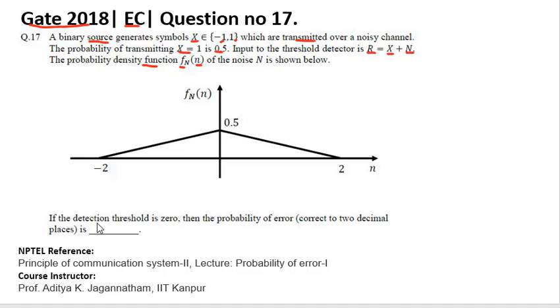And if the detection threshold is 0, then you need to find out the probability of error in the received symbol. The NPTEL reference for this question is Principles of Communication Systems by Professor Aditya Jagannatham in the lecture Probability of Error.